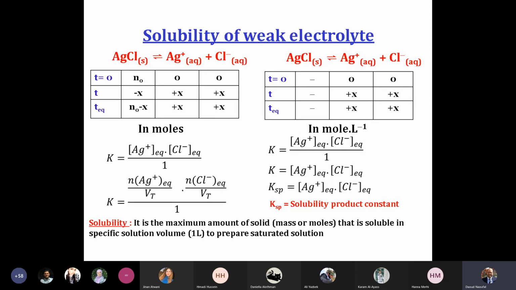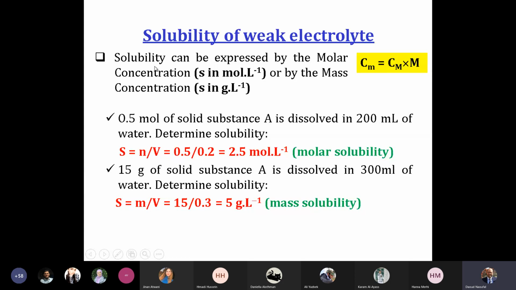So the solubility is to calculate the maximum amount, moles or mass, of a certain solute that can be dissolved in a given volume of the solvent to prepare a saturated solution. The solubility can be expressed by the molar concentration, in mole per liter, or by the mass concentration in gram per liter. And keep in mind that the solubility is the concentration formed at equilibrium of the ions. So this is X at equilibrium, or 2X or 3X. It depends on the stoichiometry of the dissociation.